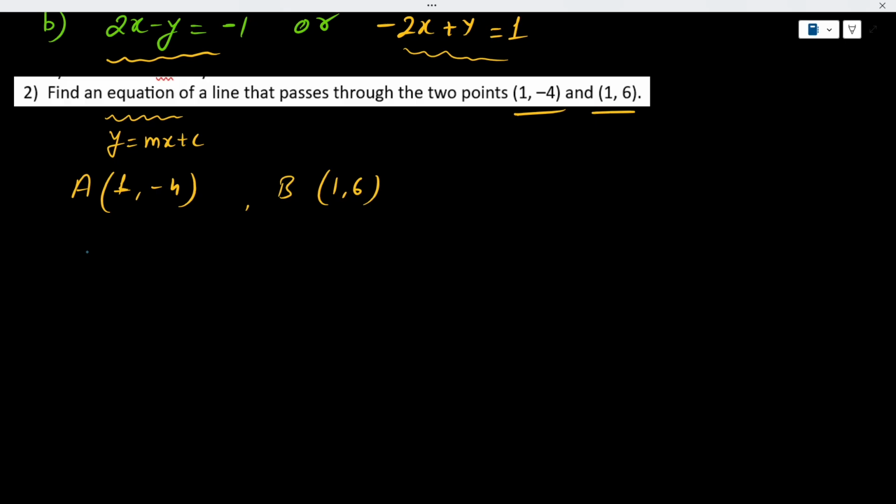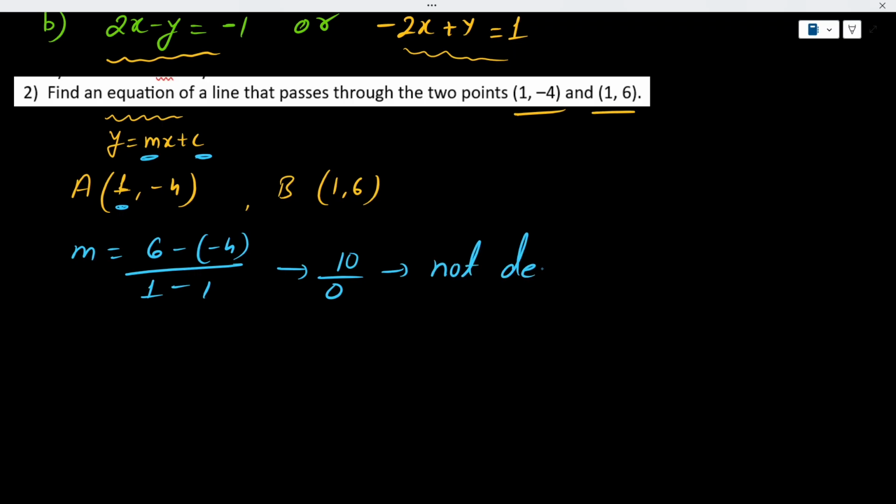If I take again y equals mx plus c, we need to calculate m and c. So the gradient will be 6 minus of minus 4. You need to be careful here whenever you have the negative sign, right? Now look here, you will see your x is fixed. If I do this, it becomes 10 by 0, which is not defined, right? So is it possible to find the equation of the line?